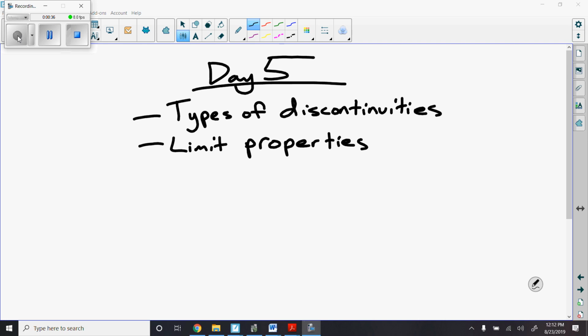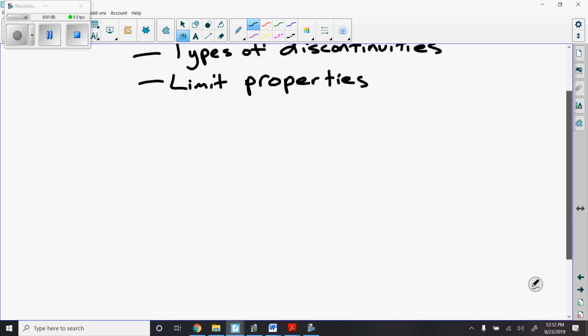So let's start with types of discontinuities. We have 3 different types that we're going to look at. First is called removable. I'm going to talk about these in terms of a picture first, and then going back to our definition of continuity at a point, we'll clean it up after that. So let's start with the first type.